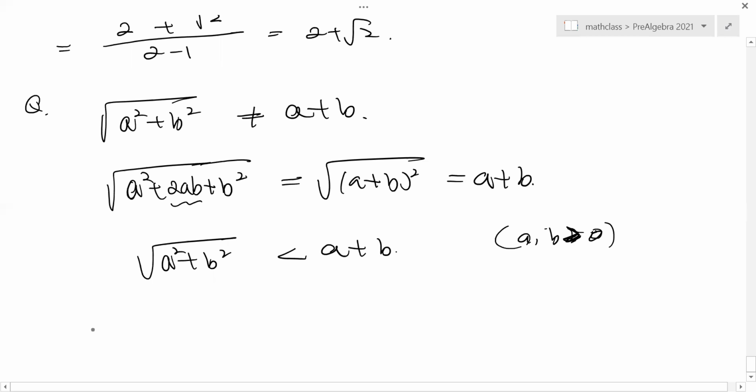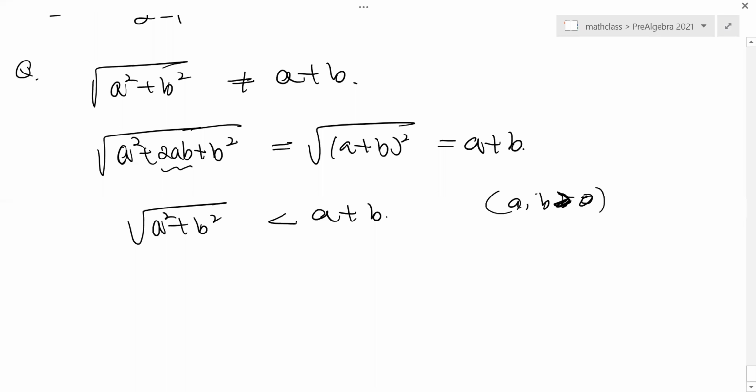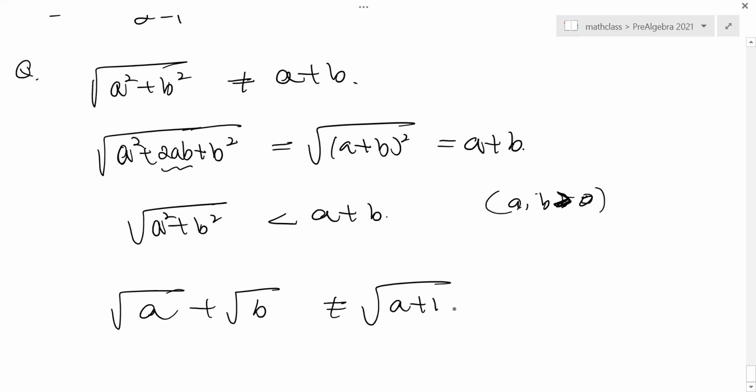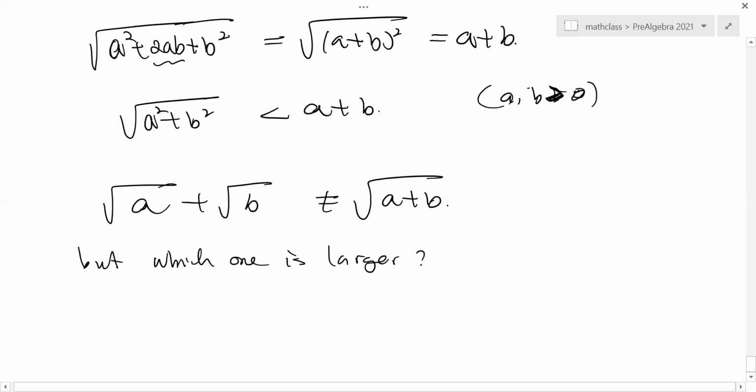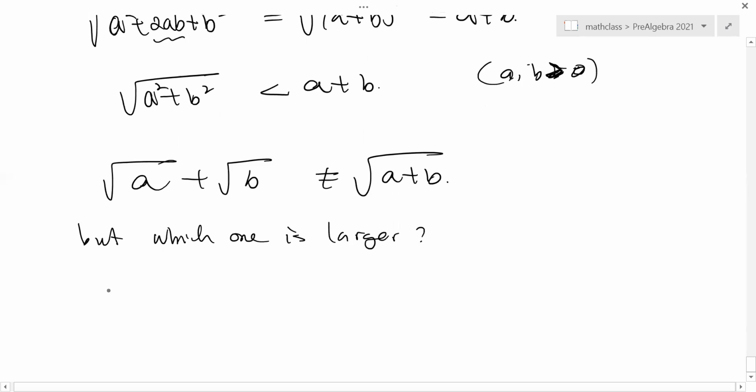Another important identity. You can use an example to check, right? But I already proved why they're not equal. Another one is the square root of a plus the square root of b. That is not equal to the square root of a plus b. Now, which one is larger? Yeah, the one on the left-hand side is larger.